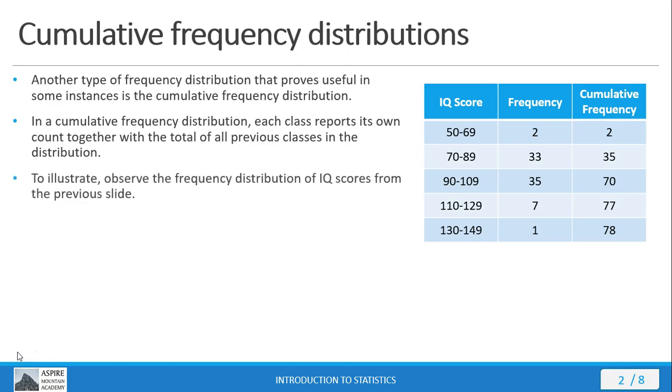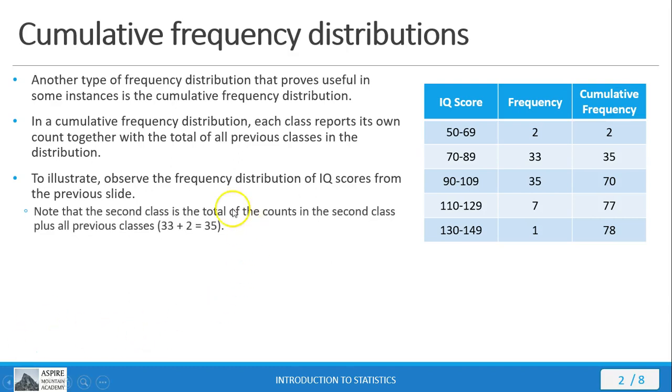Now, to show how this works, let's look at the IQ score frequency distribution that we saw in the previous mini lecture. Look here at the second class or category, 70 to 89 IQ score. Here the cumulative frequency count is the frequency count for this category plus the frequency count for all categories that come before it. So we have 35, which comes from 33 and 2. So 33 is the count for this category plus the 2 for the category before it makes 35.